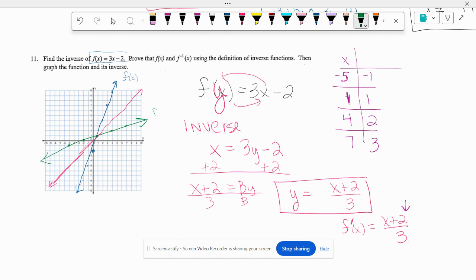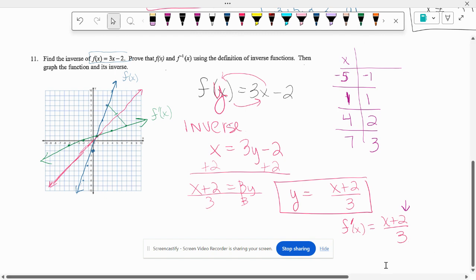So this is the inverse, f inverse of x. It's reflected over that red line. You know that because the distance is the same from each point. Okay, so that's how you're going to do those.